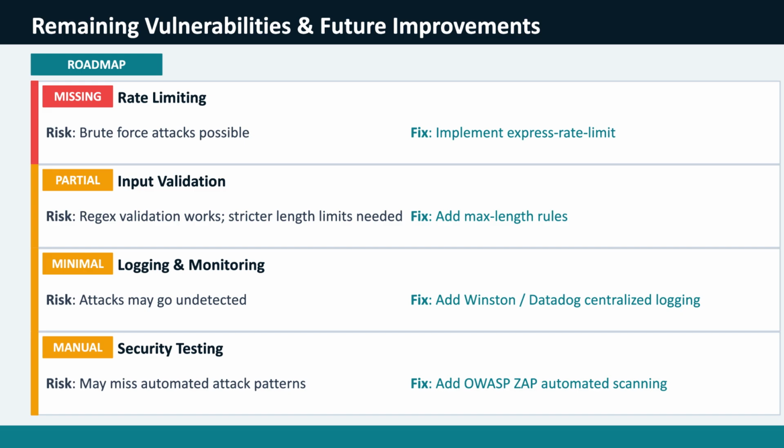No application is 100% secure. We identified several areas for future improvement. Rate limiting will prevent automated attacks by limiting login attempts. More comprehensive logging would help detect attacks faster. We will benefit from automated security testing tools that can discover vulnerabilities at scale. The key takeaway is that security is an ongoing process, not a one-time implementation.